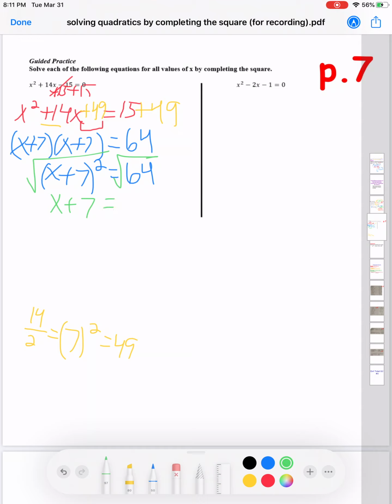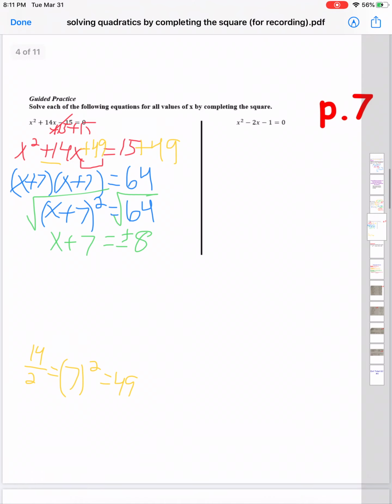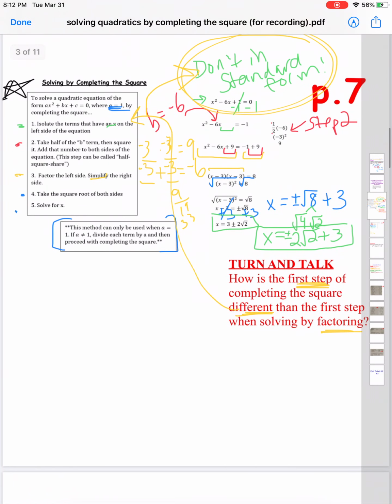Now here, when we take the square root of 64, this is nice and straightforward. 64 is a perfect square. We know that the square root of 64 is positive or negative 8, so we can just write plus or minus 8. Now we're up to our last step here, looking at our notes, which says to solve for x.